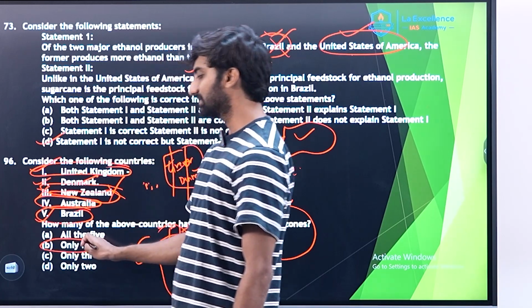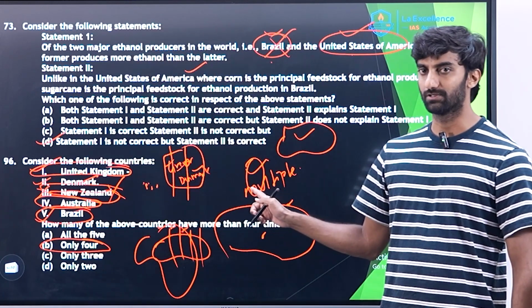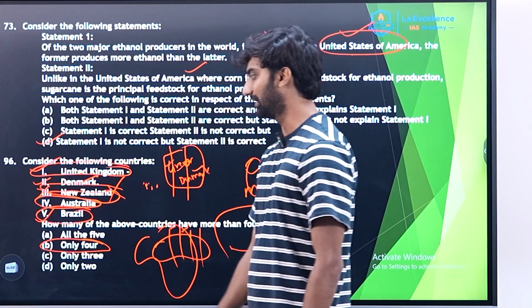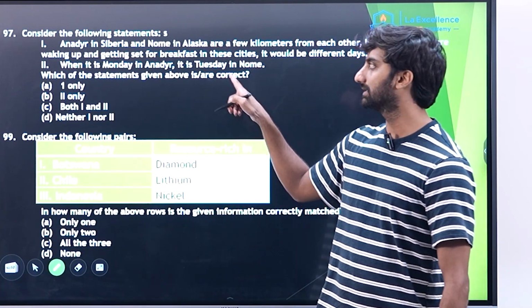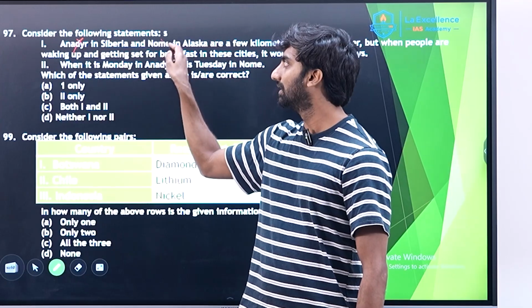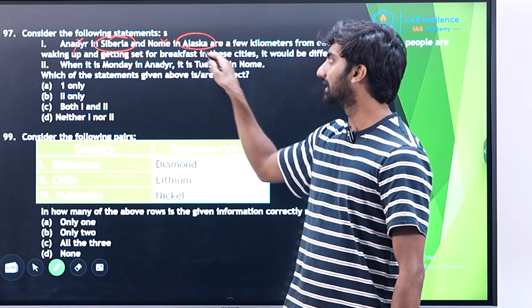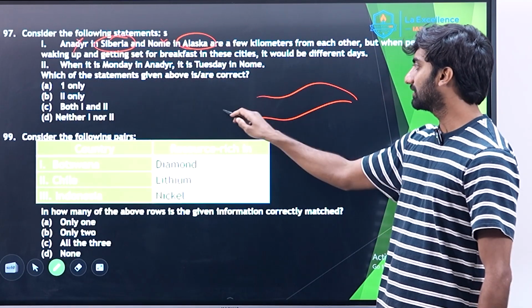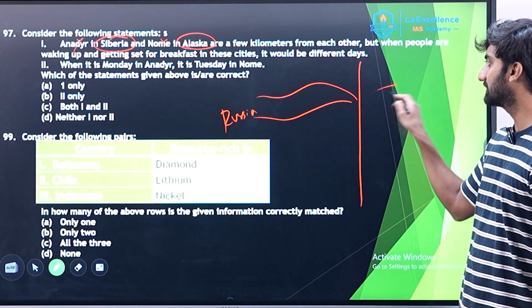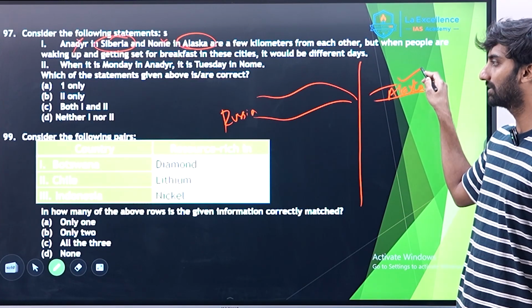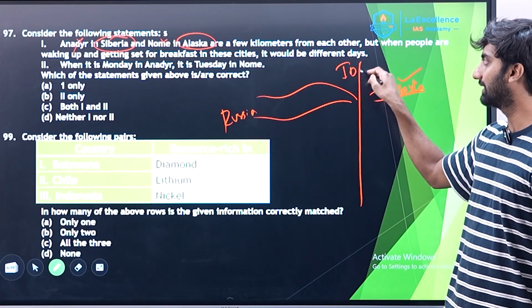All other 4 countries follow more than 4 time zones. So 96B. Then 97. So this is about the international date line. He is asking us about these places; we can ignore some, but we should know Siberia and Alaska. Siberia, part of Russia, is on one side of the international date line. Alaska, part of northern North America, is on the other side.